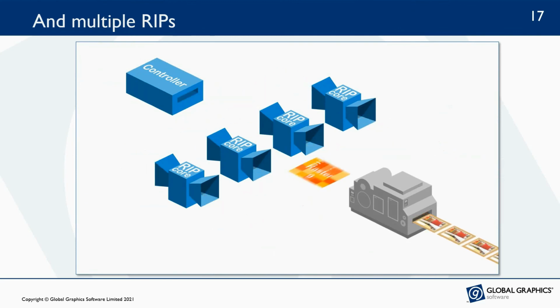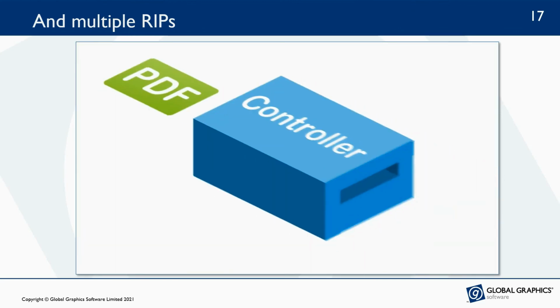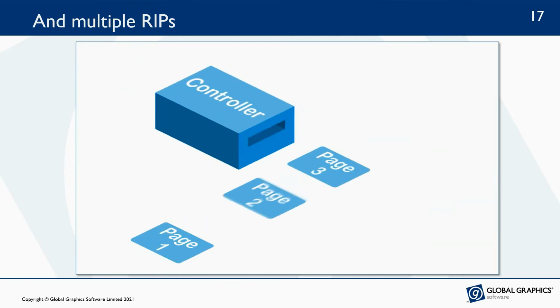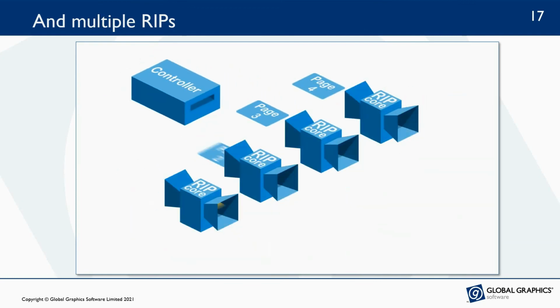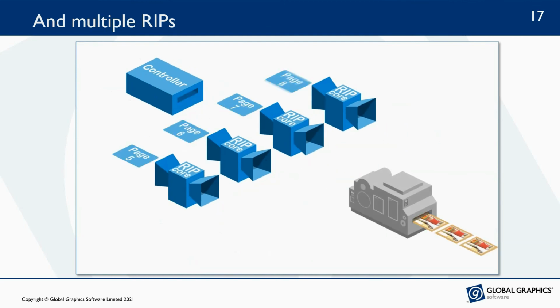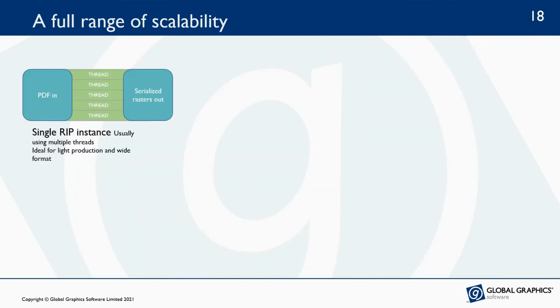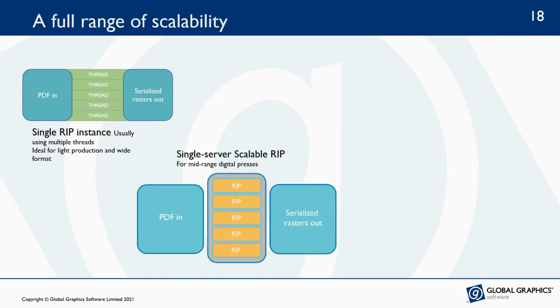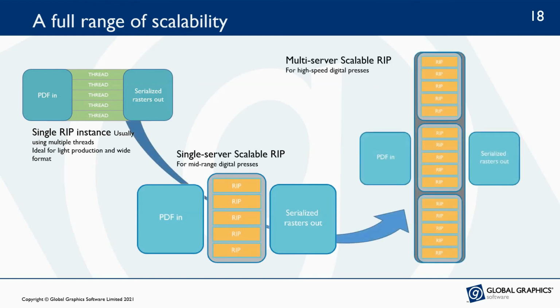That's why Harlequin Core includes a framework for efficiently splitting and load balancing jobs across multiple RIPs and, if required, across multiple servers, all with no need to split PDF files in advance. In other words, there's a full range of scalability from a single RIP through multiple RIPs on a single server to multiple RIPs across multiple servers, suitable for everything from light digital production all the way up to the fastest, largest press for corrugated.